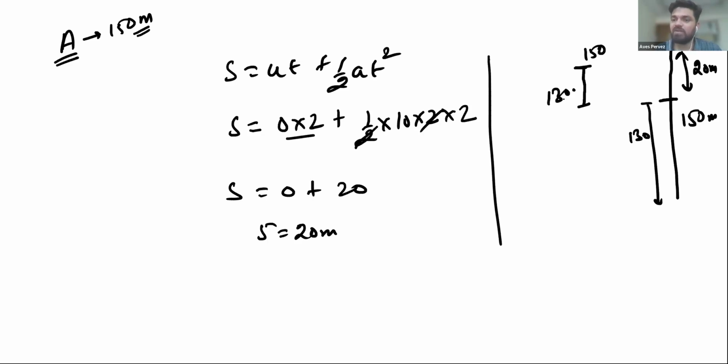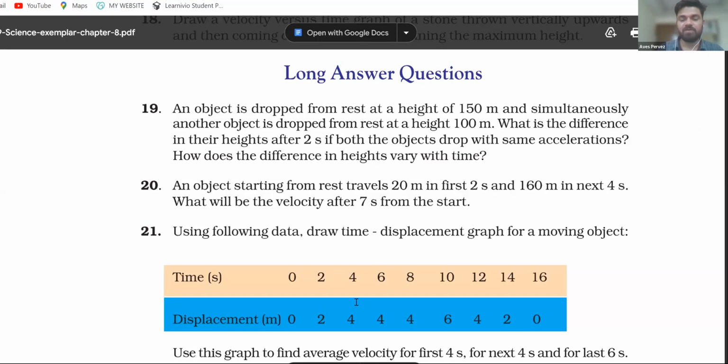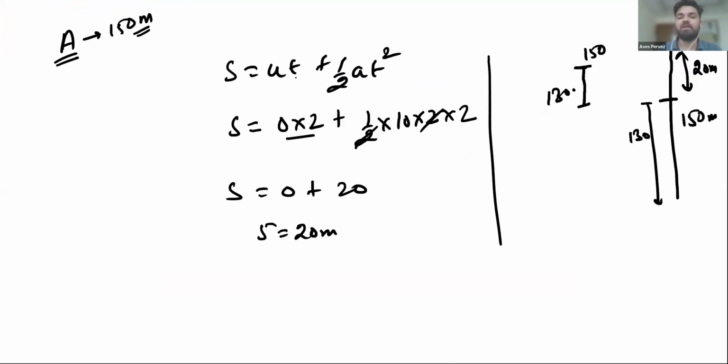No, the other object was not at 150, this was at 130. I'm just kidding. Wait a minute. Sir, one of them was at 100 and the second one was at 150. Okay, now the difference will be the same that we are discussing. Now the other object was at 100.